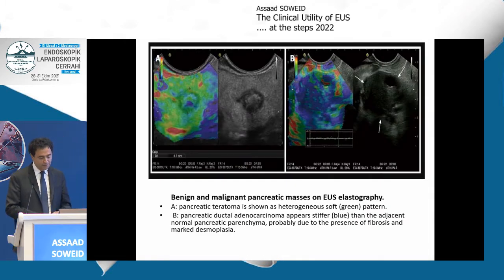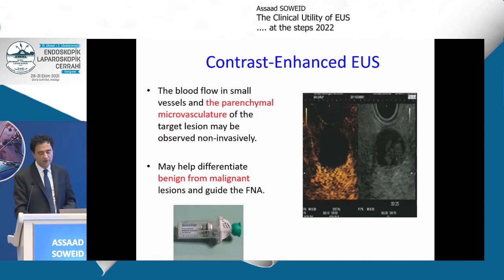This is another example. On the left part, you can see a pancreatic teratoma. Here it looks like a tumor, but the teratoma is shown in the green pattern, while in this part, it's all bluish. This is pancreatic classic ductal adenocarcinoma. Of course, then you will probably have to get a core biopsy and determine that, but this is an adjunct type of diagnostic technique.